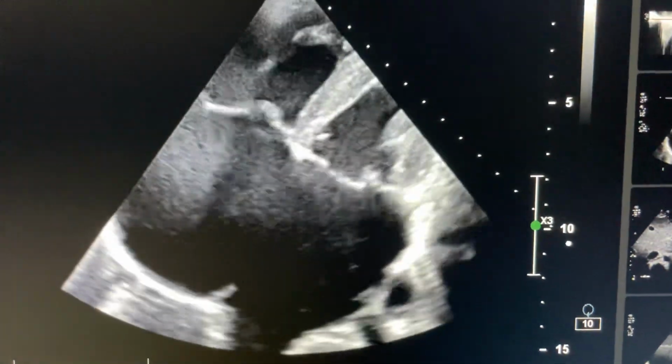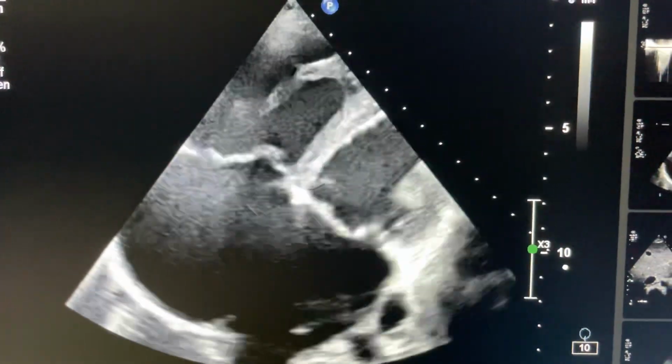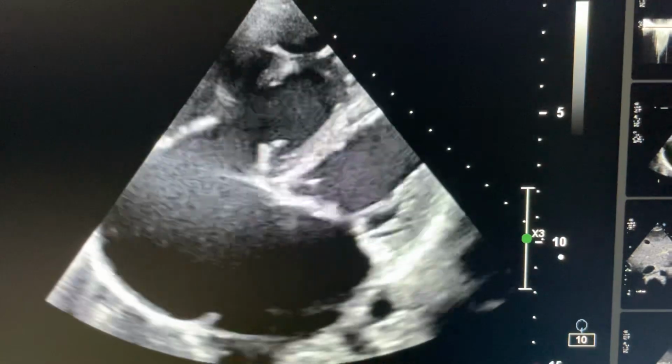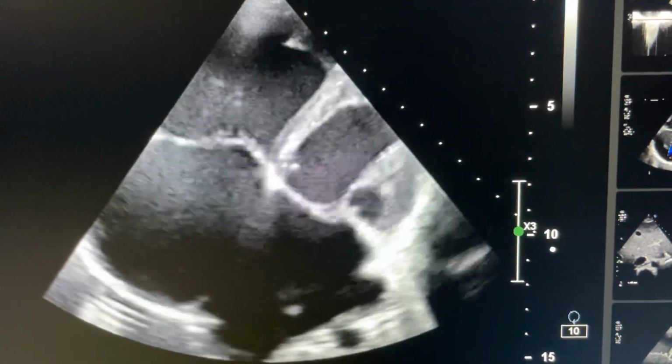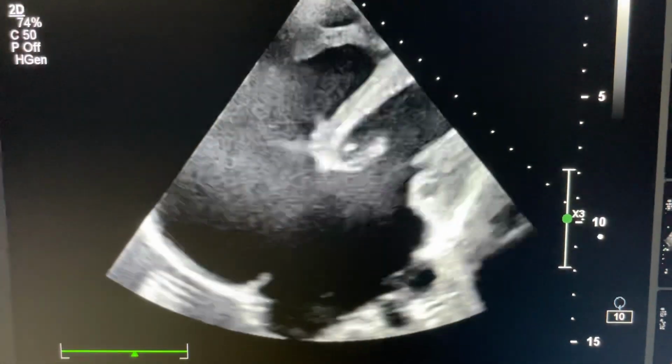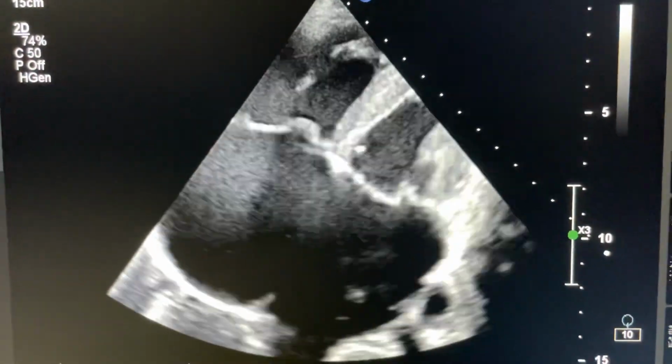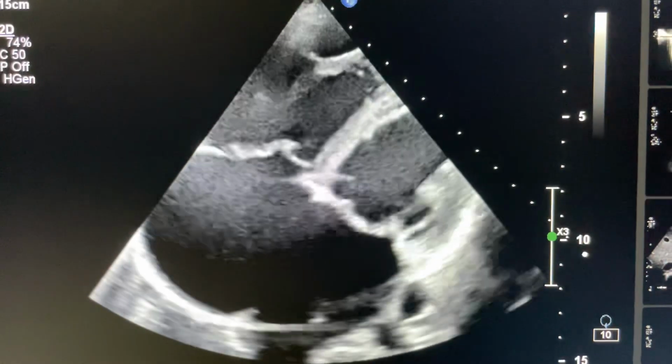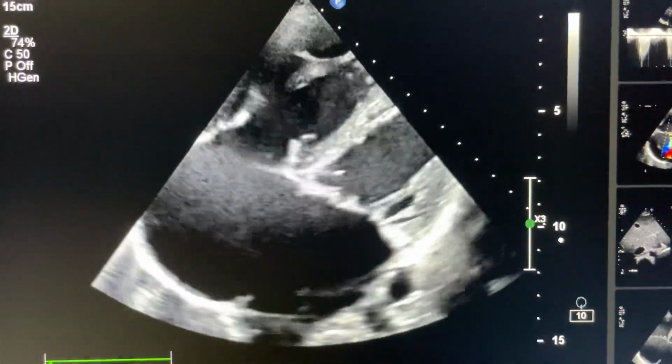This is the case of large ostium secundum ASD. The ASD is so large that it simulates ostium primum ASD. So in this case, how will you tell the difference between ostium primum ASD and secundum ASD?